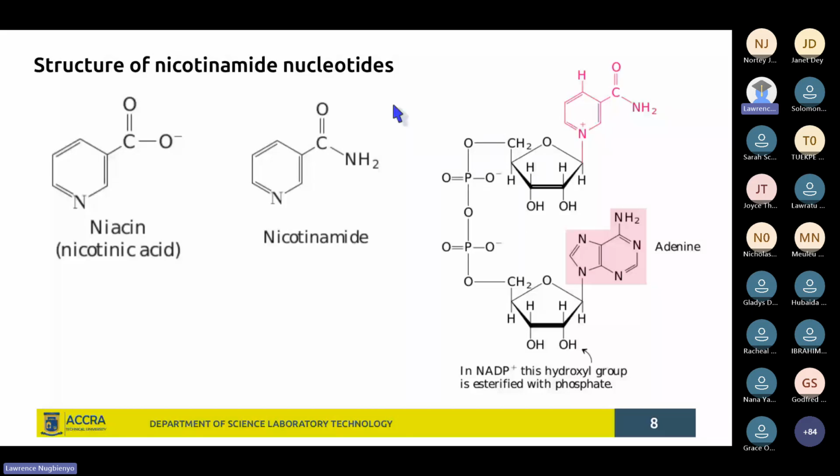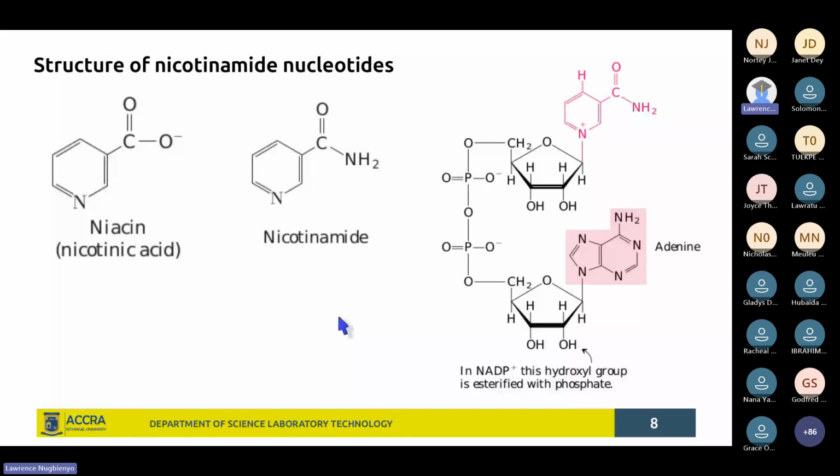You will see in some of the structures, in place of this hydroxyl group, there can be another phosphate group there. So when the phosphate group is there, that's when you see it as NADP plus. But if there's no phosphate group there, it's just NAD. All right, so that's about the structure of the nicotinamide nucleotides.